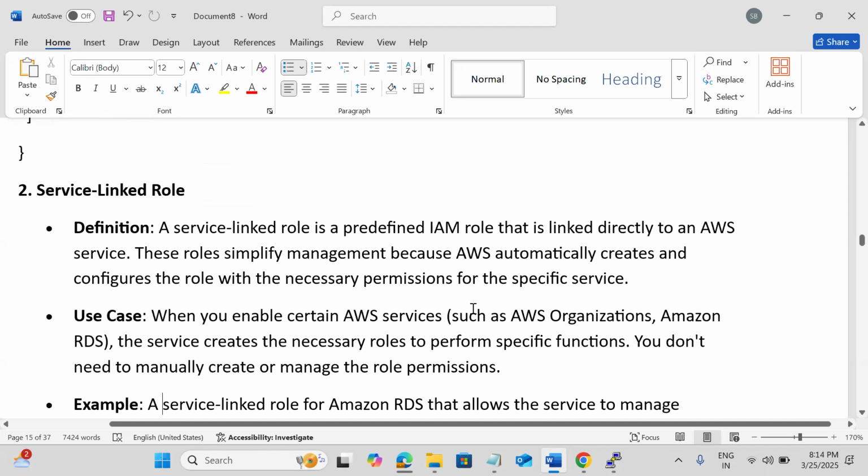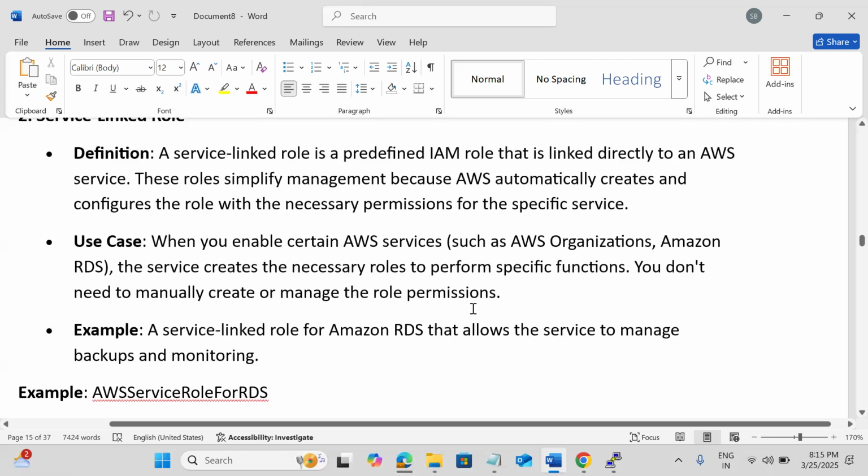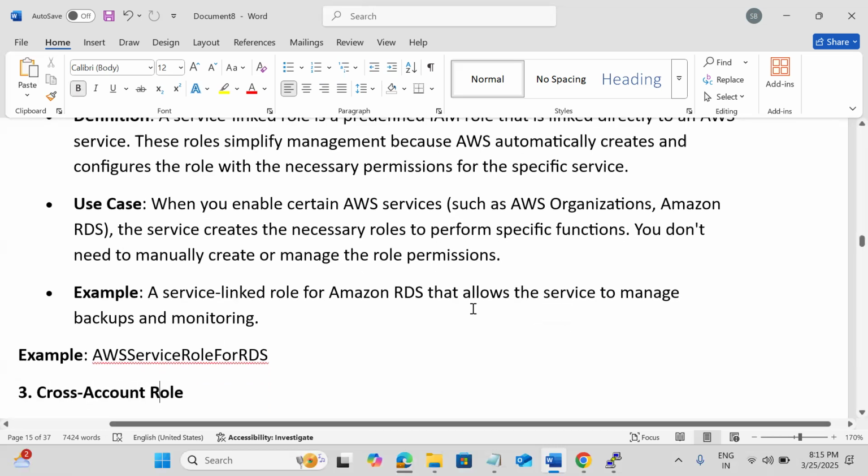We have the service linked role, created automatically. Here we are going to give permissions to manage backups and monitoring. That means within the service itself, the service linked role is performing the work. For example, for an RDS instance, I want to give the backup permissions. Like these examples, we are going to create a service role.